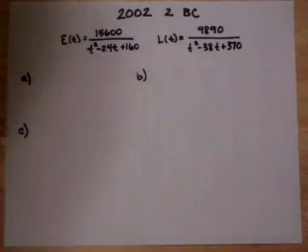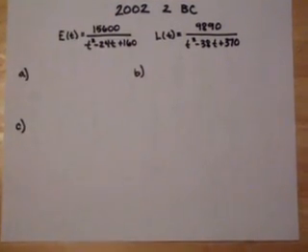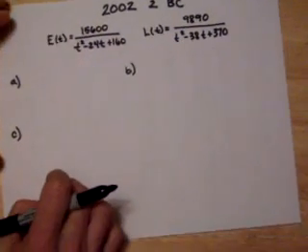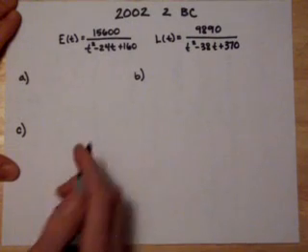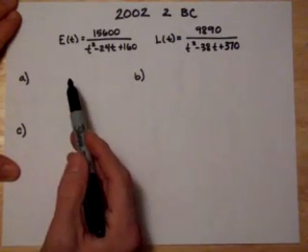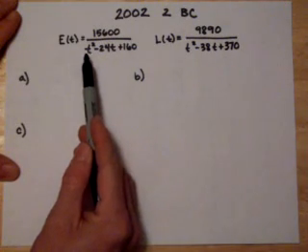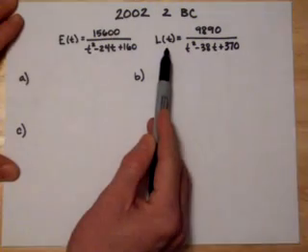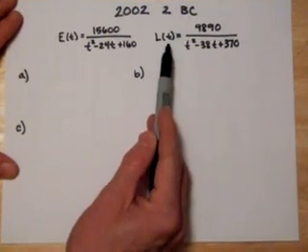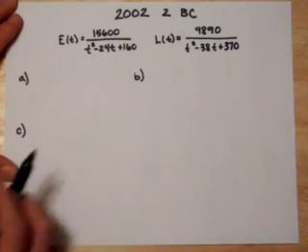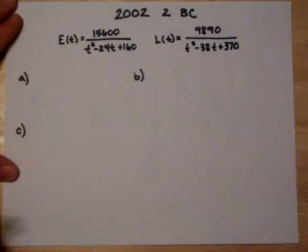This is Calculus with Mr. Allenson, and we're going to be working on problem number 2 from the 2002 BC test. First of all, we have two equations, E, which represents the rate at which people are entering the amusement park, and L, which is the rate at which people are leaving the amusement park. Part A asked us to find how many people have entered the park at time t equals 17.